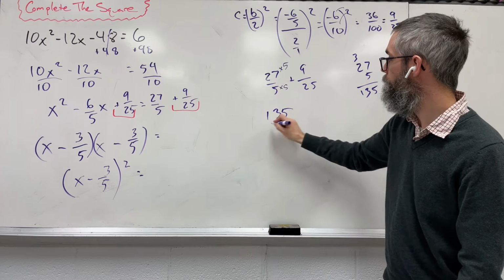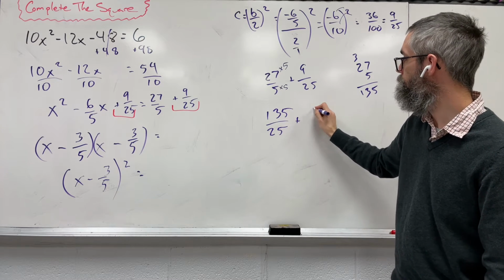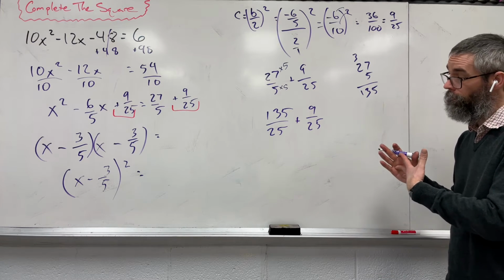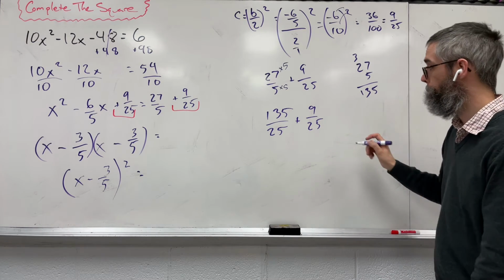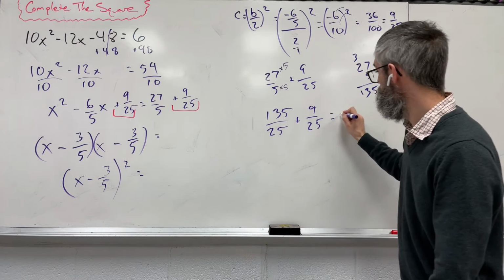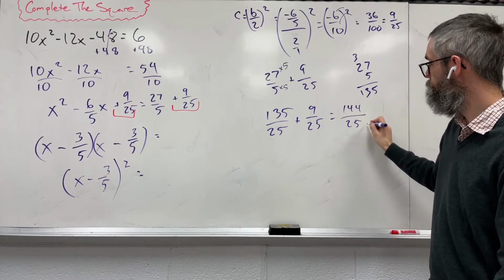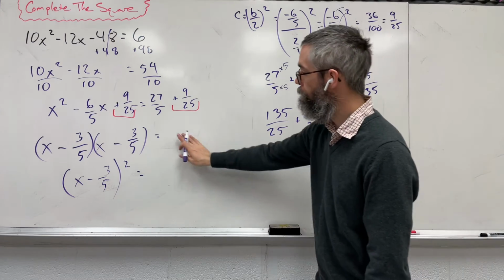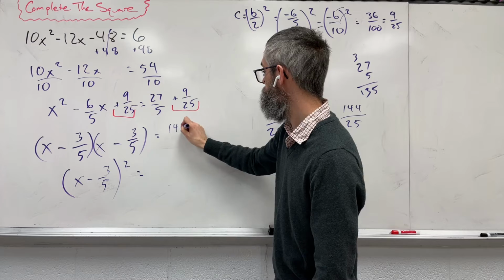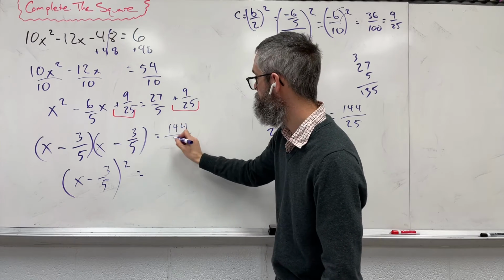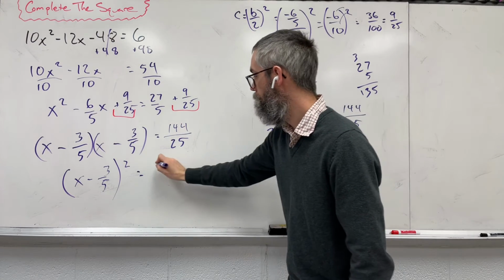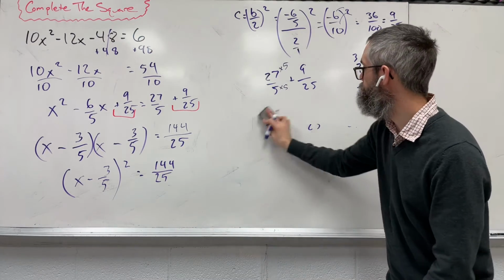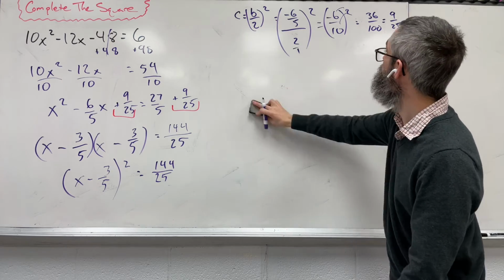So 135 over 25 plus 9 over 25. Good. Now we can put them together, giving us 144 over 25. So when we add fractions, add the top, keep the denominator. That's what we're putting over here. 144 over 25. And those are beautiful numbers. You'll see why in a second. So get rid of all this mess.